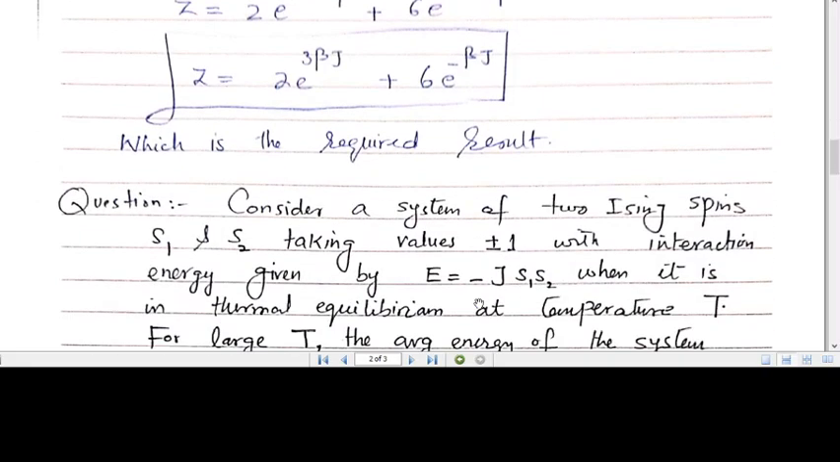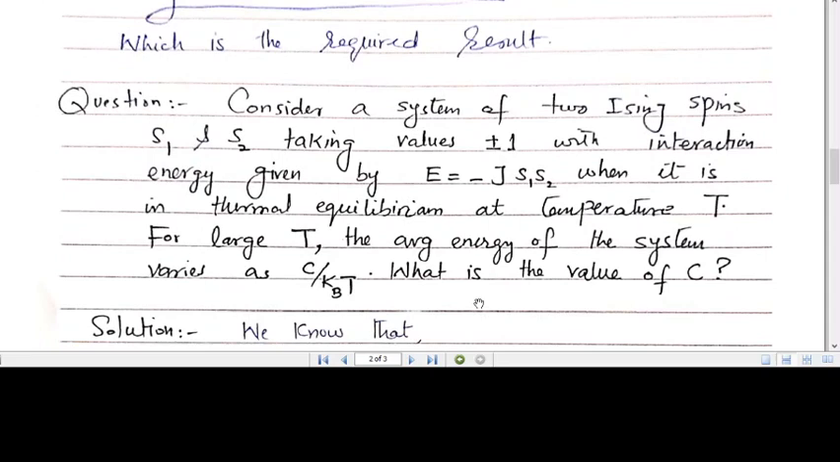So let's discuss another problem. The statement of the problem is: consider a system of two Ising spins S1 and S2 taking values of plus or minus 1, with interaction energy given by E equal to minus J S1 S2. When it is in thermal equilibrium at temperature T, for large temperature the average energy of the system varies as C over kBT. What is the value of C?